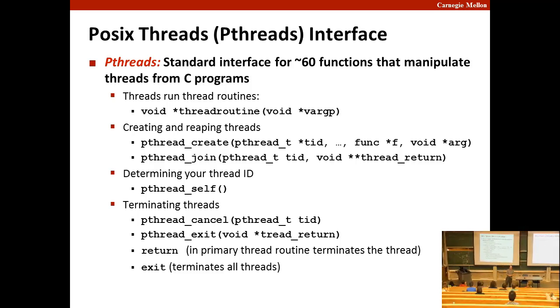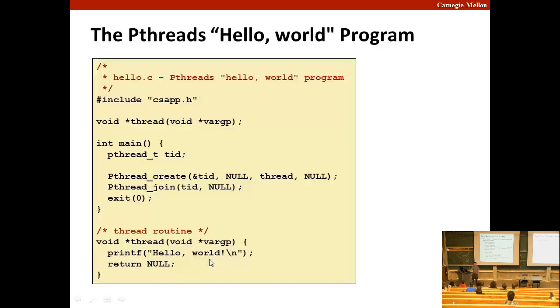Pthread join is sort of the equivalent of a wait. It lets you collect the status from another thread. Pthread self gives you your own thread ID. Okay? Pthread exit is the equivalent of exit, but it exits a thread. Pthread cancel kills a thread. It's the equivalent of a kill. Return is just like any other return. If you return out of the thread's body, it exits the thread. Exit exits the process, which ends all threads.